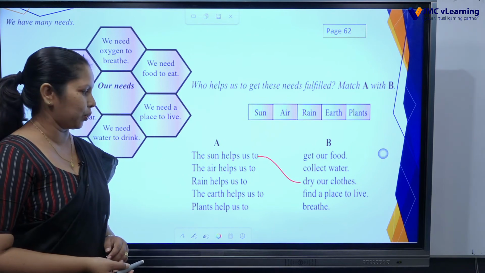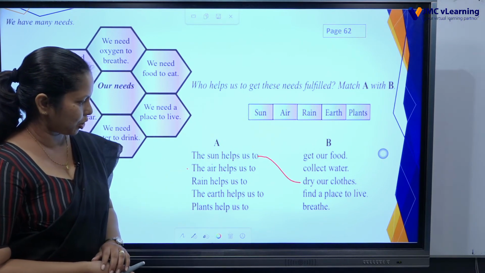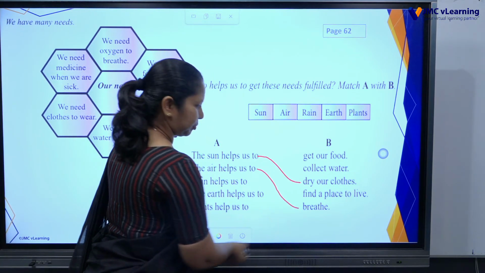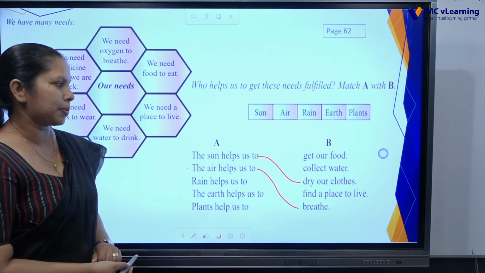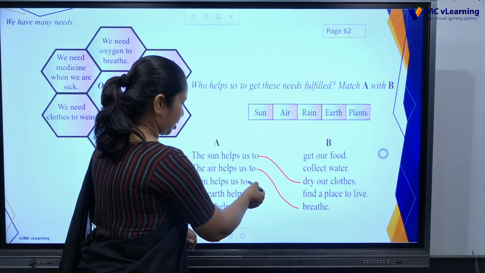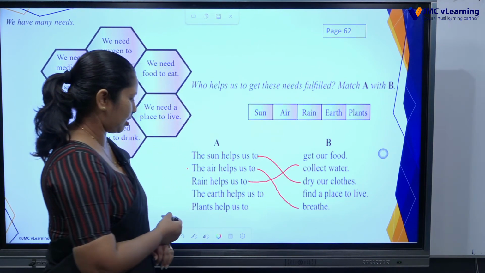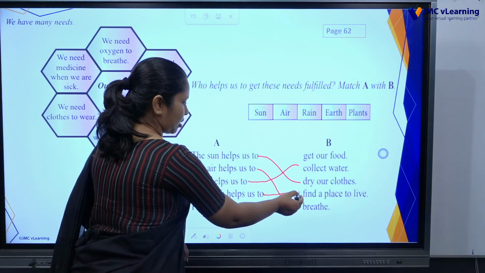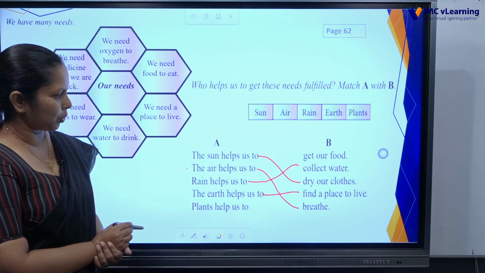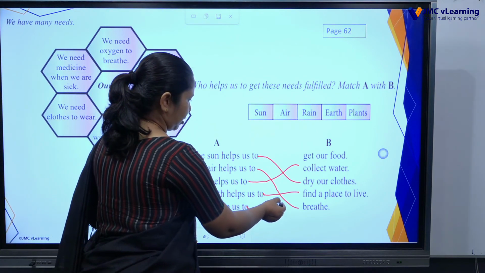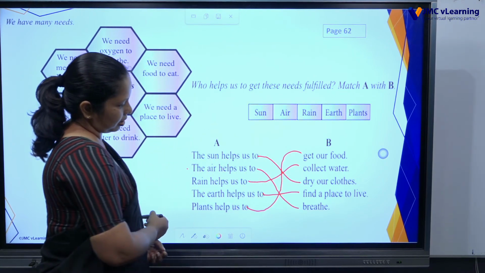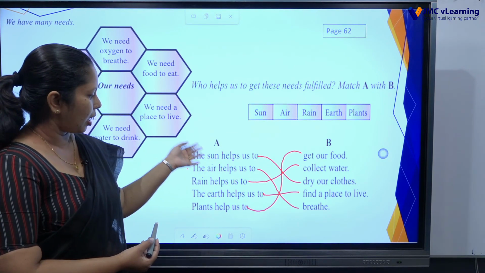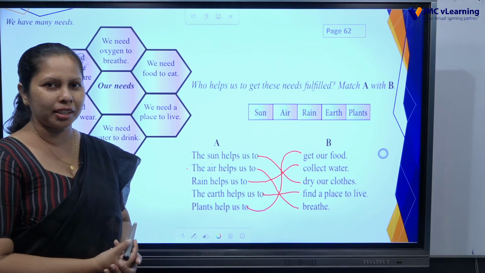The sun helps us to dry our clothes. The air helps us to breathe. Rain helps us to collect water. The earth helps us to find a place to live. Plants help us to get our food. So, this is how sun, air, rain, earth and plants help us to fulfill our needs.